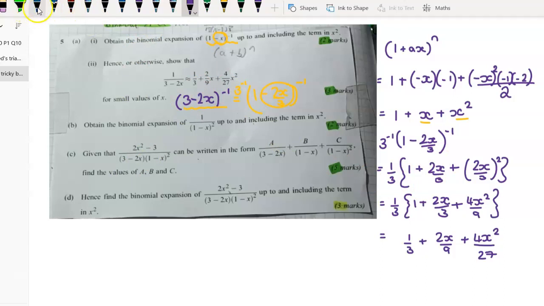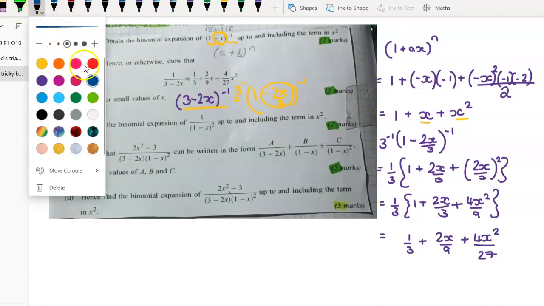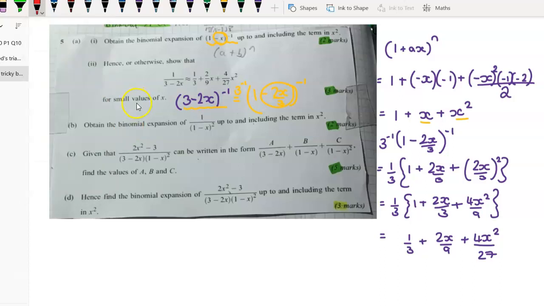Right, where are we up to? So part B. And that's true for small values of x. Right, okay, so for small values of x, obtain the binomial expansion of that up to and including the term in x squared.